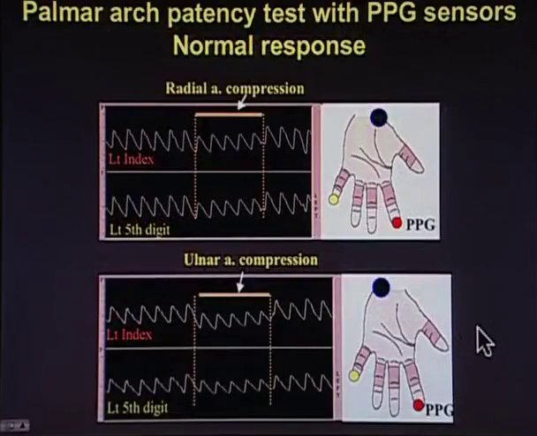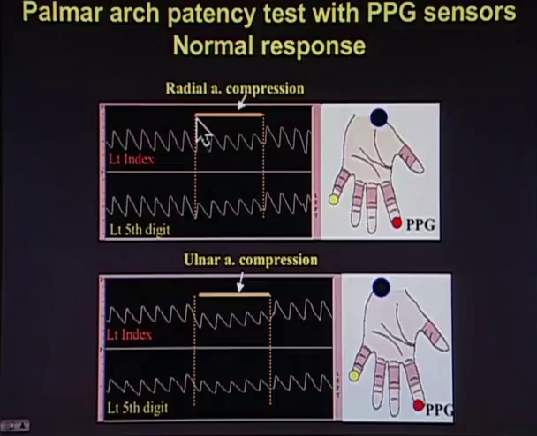Here's a convenient method of testing the palmar arch. We can put a PPG sensor either on the index finger and on the little finger if you have a bilateral system, or we can do it unilaterally. Some people will use the thumb for this as well. And we record a series of waveforms with a long time sweep.